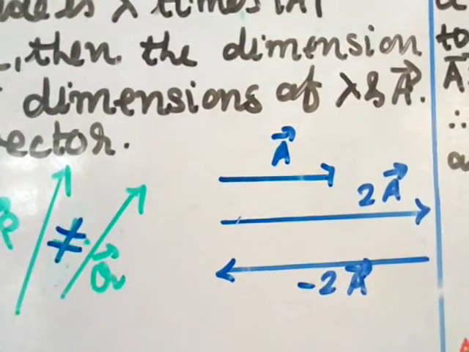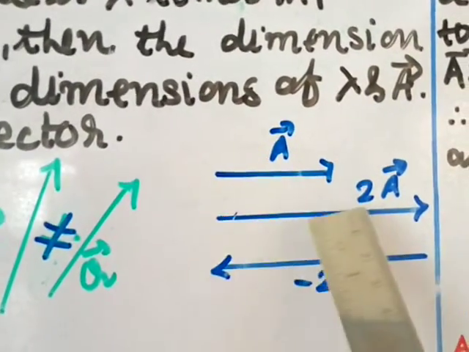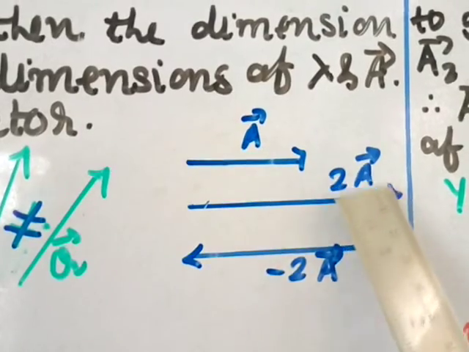I am multiplying by a real number 2. So this becomes double the vector a. So as you can see, it is a little longer, and this is my 2 times vector a.